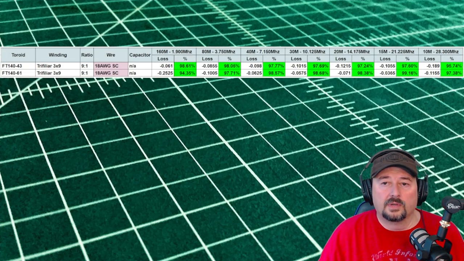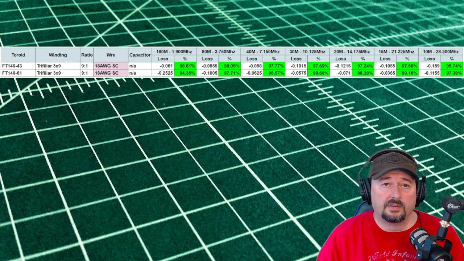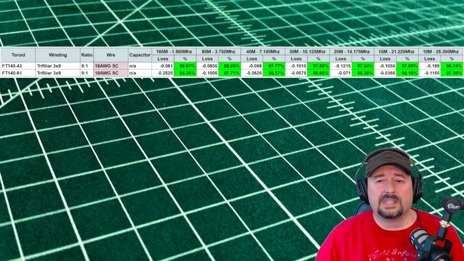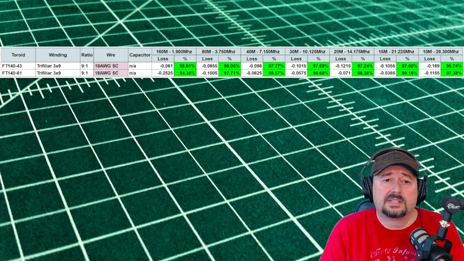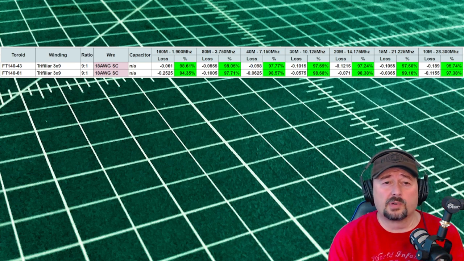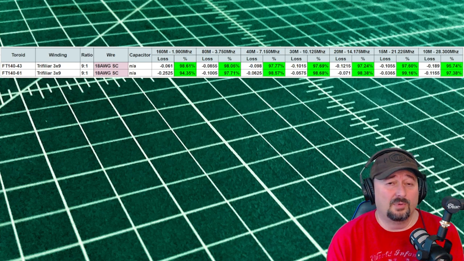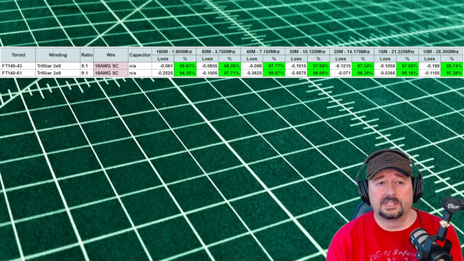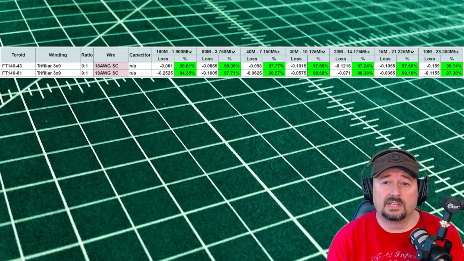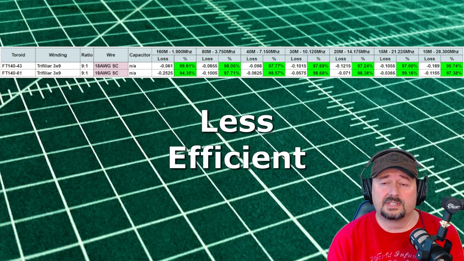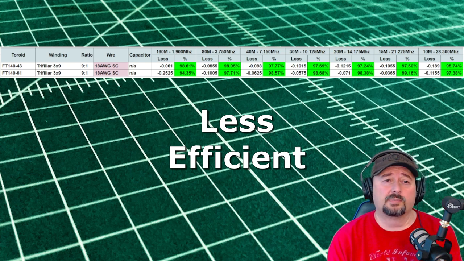All right, folks, so here we are with the data table. We can take a look. The top row is our toroid for the F140-43. The bottom row is the Mix-61. And what we can see by taking a look at this is that there's really not a lot of difference, and I wouldn't call any of the difference significant. We do see some more efficiency, somewhere around 4% at 160 meters. I wouldn't recommend using a 140 core at 160 meters anyway. And if we take a look at 10 meters, we're seeing some more efficiency on the 43 by around 2%, somewhere give or take there, 2.5%.